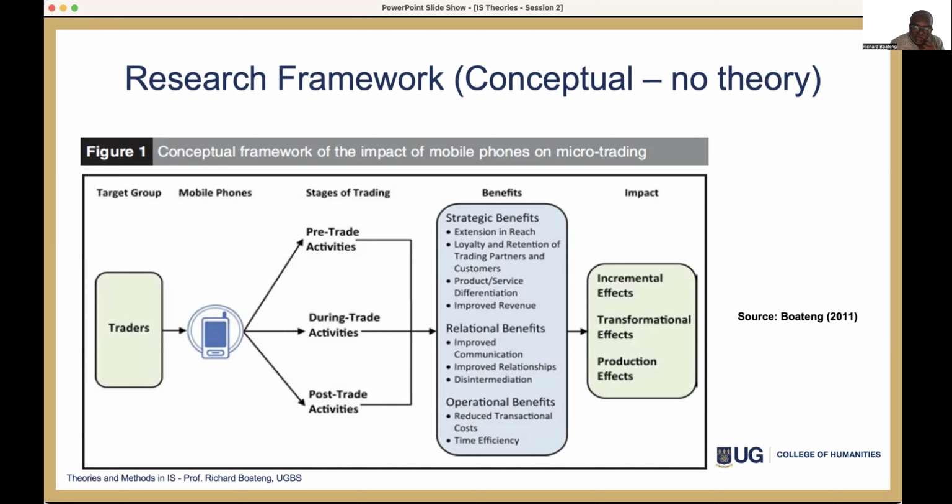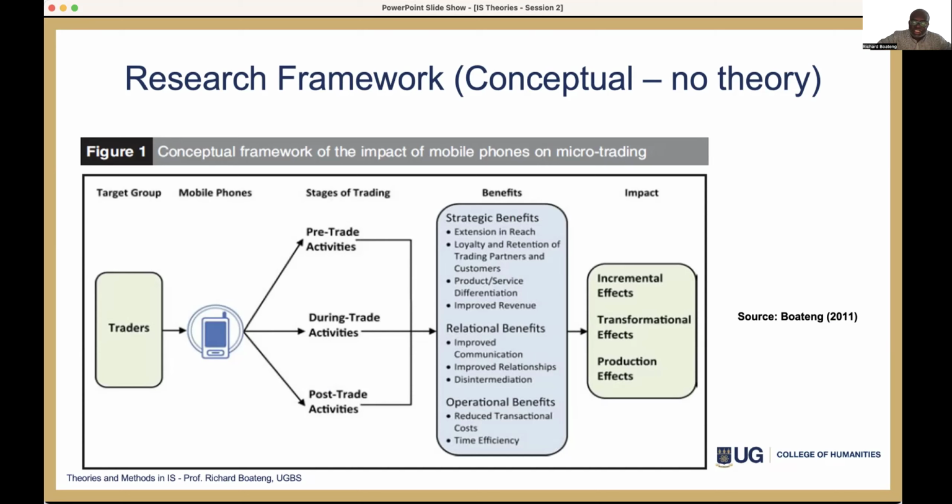Incremental means that the mobile phone helps the person do what they are doing already, so it has an additional effect. So I was talking to you, but the mobile phone helps improve my communication and the frequency of communication. So that may be an incremental impact. Then it can also be a transformational impact.